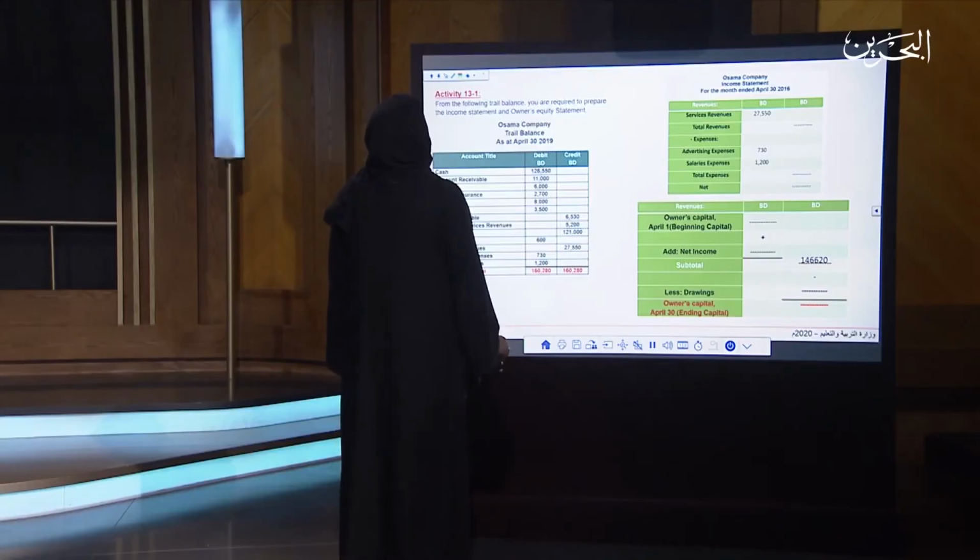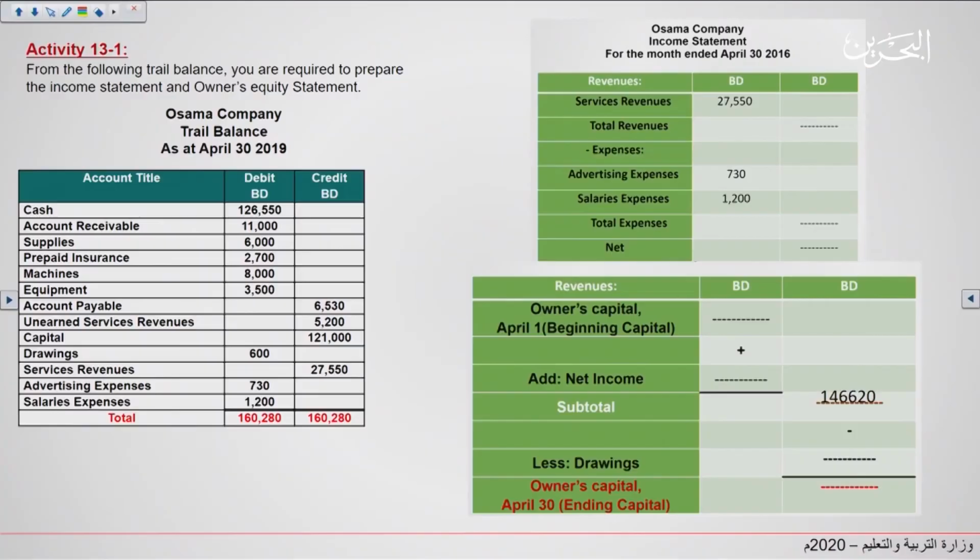Let's do this activity, number one. It is a trial balance. First, we have to do the income statement, and then we will do the statement of owner's equity together. We have here Osama Company, and this is the trial balance of Osama Company. It is prepared for the period of April 13th, 2019. Now, we have here the amounts.